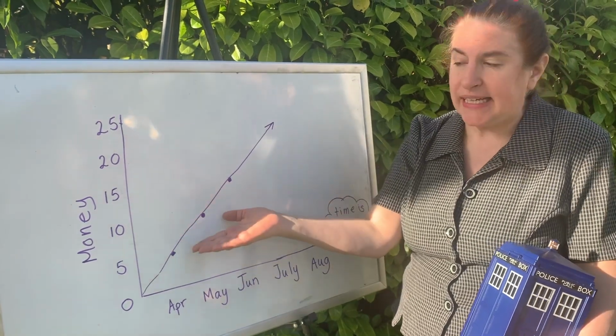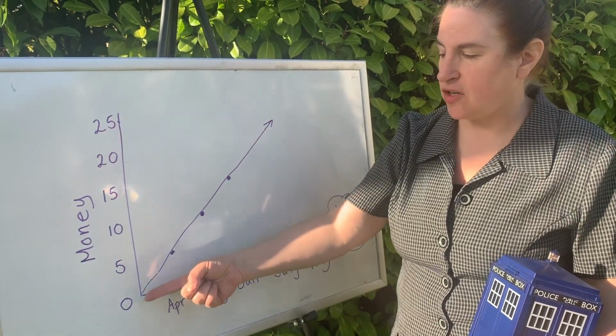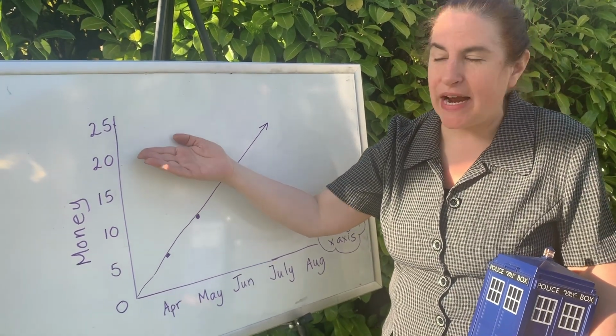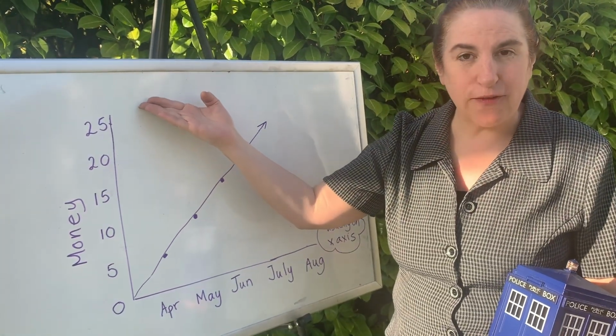In this case, we have money, because I could give Oscar $5, $10, $15, $20, but what if he leaves town and my grass grows? Then he might not get the $25th dollar.